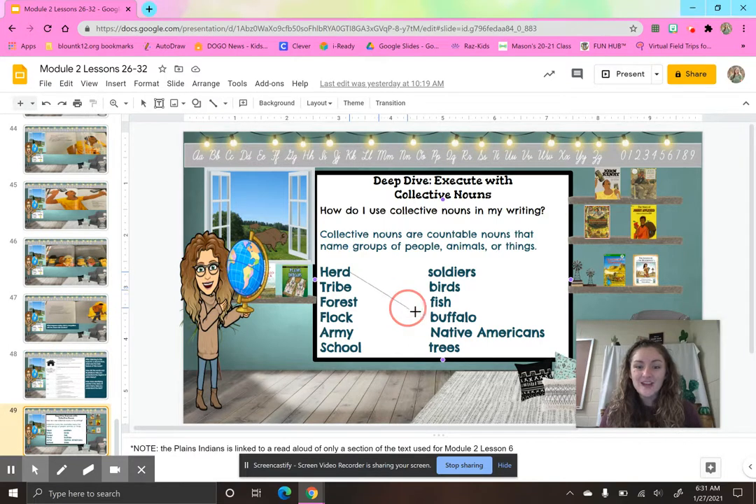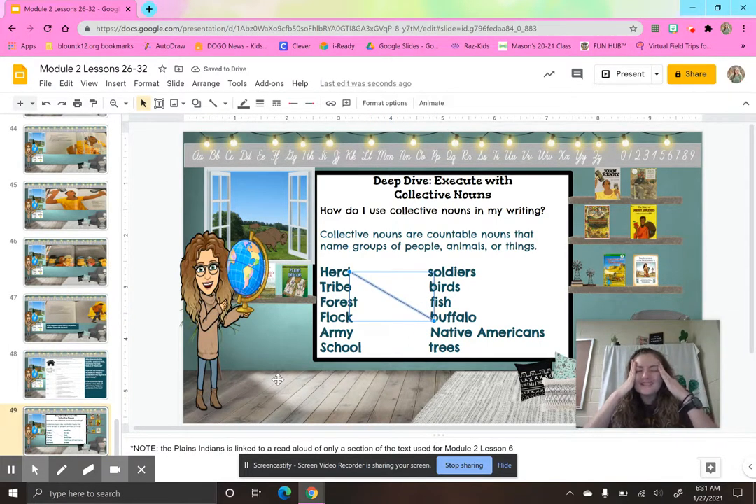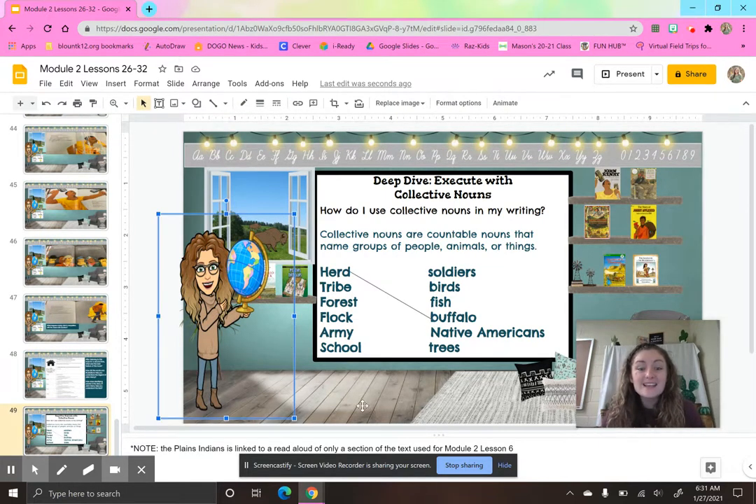It's a collective noun for buffalo, right? So if we close our eyes and we said there was a herd of buffalo, we would know that is a large group of buffalo. It gives us more details about the buffalo and how many buffalo there are. All right. So that is what we're going to do for the rest of this deep dive. I am going to give you a collective noun. And in the Edpuzzle, I want you to tell me, what is that collective noun a large group of?